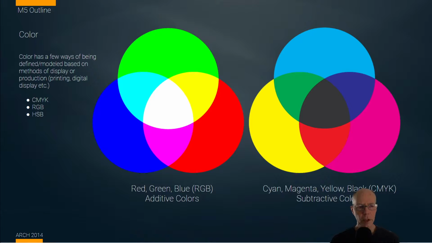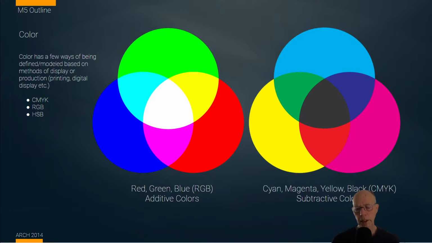So we have some basic ways of describing color. We have CMYK, cyan, magenta, yellow, and black. We have red, green, and blue systems. And we have HSB, which are hue, saturation, and brightness, I believe it is. The two that we'll primarily deal with are red, green, and blue. They're additive colors. You combine them together, you get white.